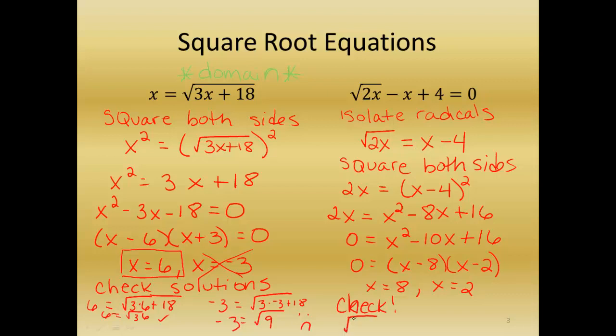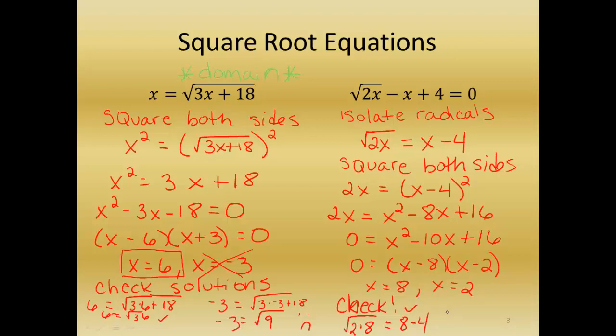So the square root of 2 times 8, does that equal 8 minus 4? 2 times 8 is 16. Square root of 16 is 4. 8 minus 4 is 4, so that one checks.